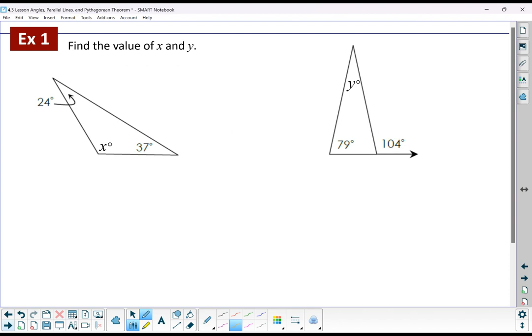All right, on this first diagram, we're trying to find the measure of that angle that is marked x. So we know that the angles in a triangle have to add up to 180 degrees. So to solve for x, we just need to subtract the two angles that we know from 180. 180 minus 37 and minus 24 is 119 degrees.